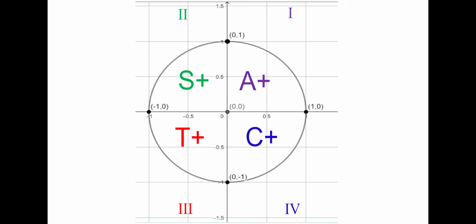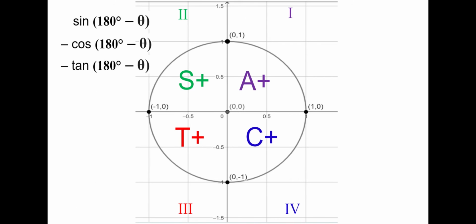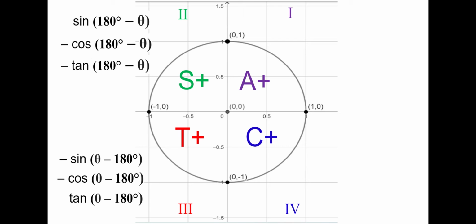So let us take a look at quadrant 2. In quadrant 2, since sine is positive, we use sine of 180 degrees minus theta, and we have negative cosine of 180 degrees minus theta, then negative tangent of 180 degrees minus theta. In quadrant 3, we have negative sine of theta minus 180 degrees, negative cosine of theta minus 180 degrees, and the last one, tangent of theta minus 180 degrees, because tangent is positive in quadrant 3.